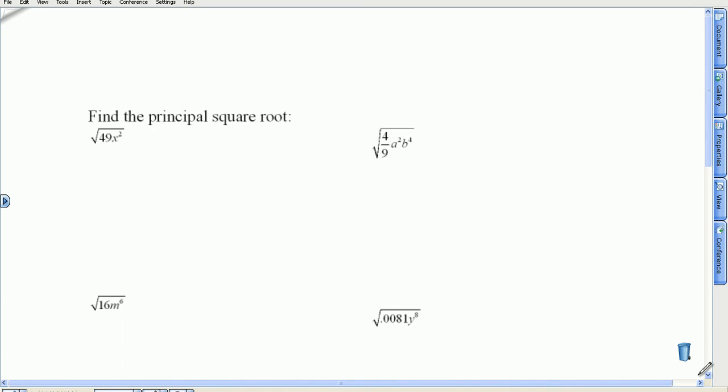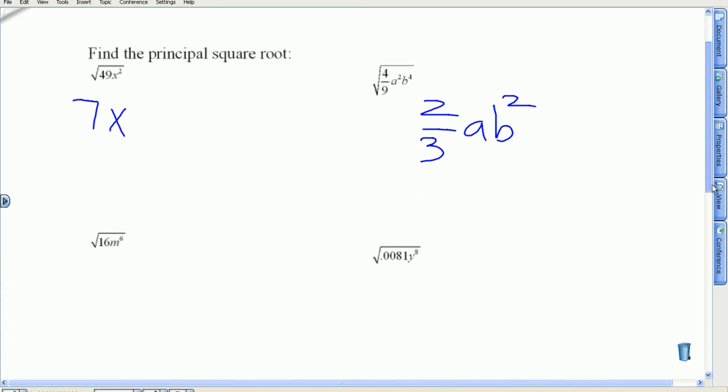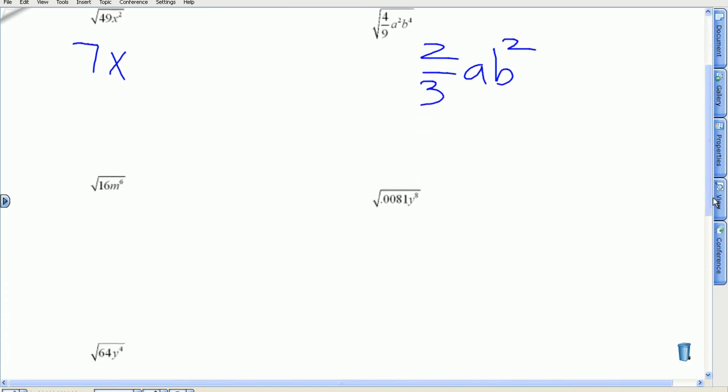Okay, moving on here. Find the principal square root. That means the positive root only, so you don't have to worry about plus minus. The square root of 49 is 7. The square root of x squared is x. That's it. That's all you have to do. The square root of 4 is 2. The square root of 9 is 3. The square root of a squared is a. And remember, we take the square root of b to the fourth by dividing the exponent by 2. Done. For the next problem here, the square root of 16 is 4.